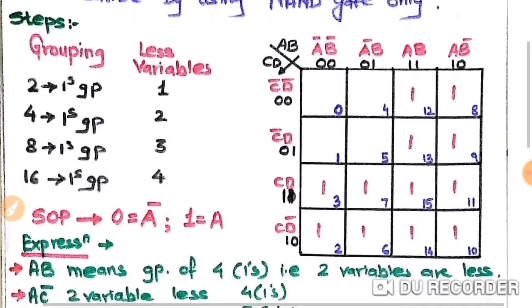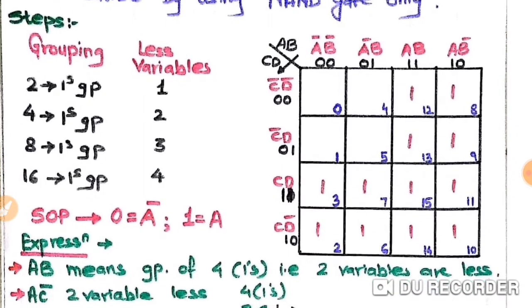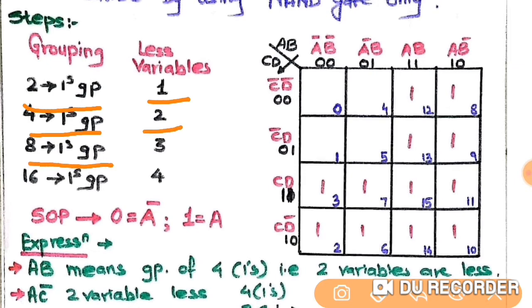The steps which we are going to take will be the same steps as we have taken in the previous examples. So what are the steps? While we make the groups in SOP form, we have to keep in mind that if we are making a group of two ones, one variable becomes less. If we are making a group of four ones, two variables will become less. If we are making a group of 8 ones, 3 variables will become less. And similarly, if we are making a group of 16 ones, 4 variables will become less.